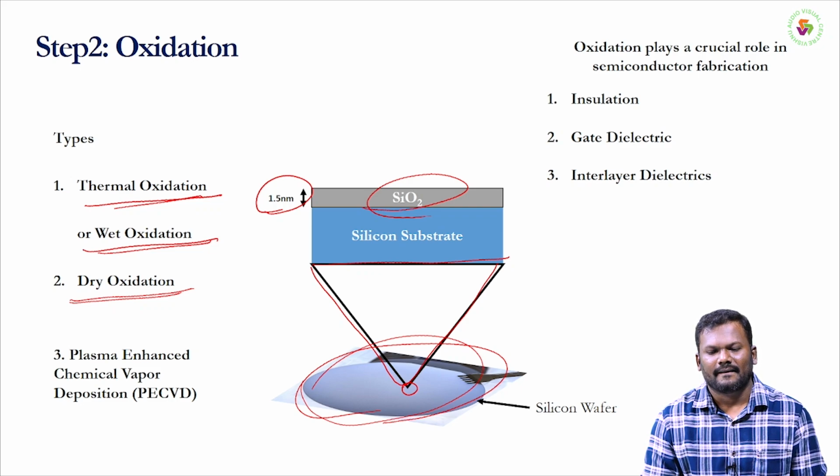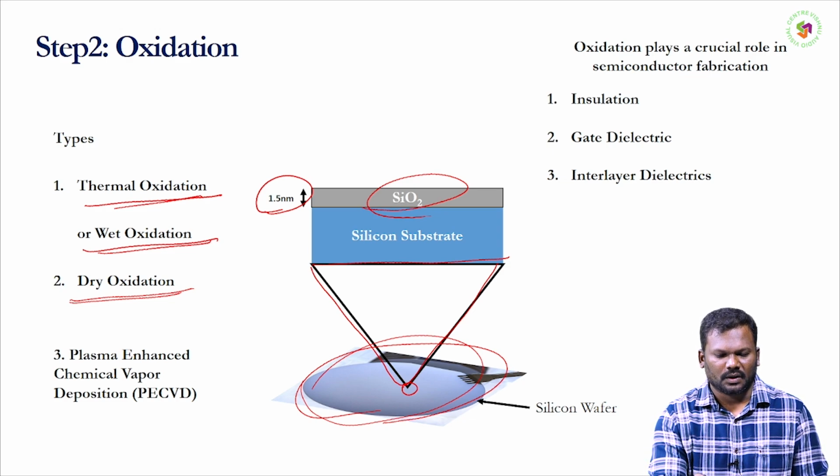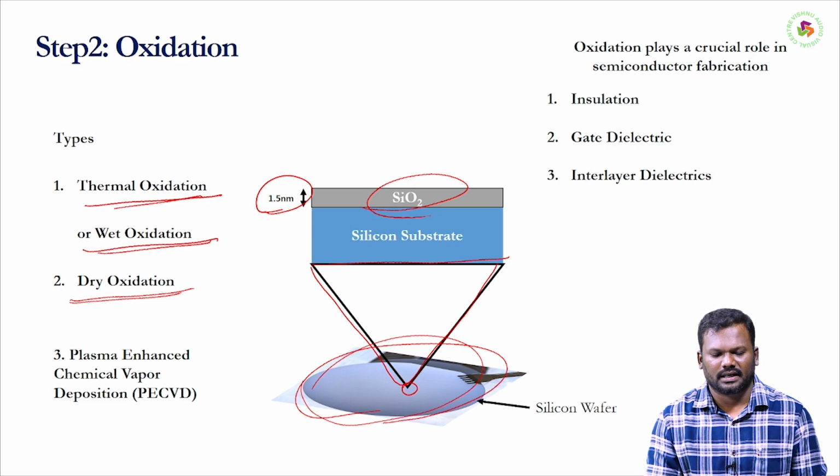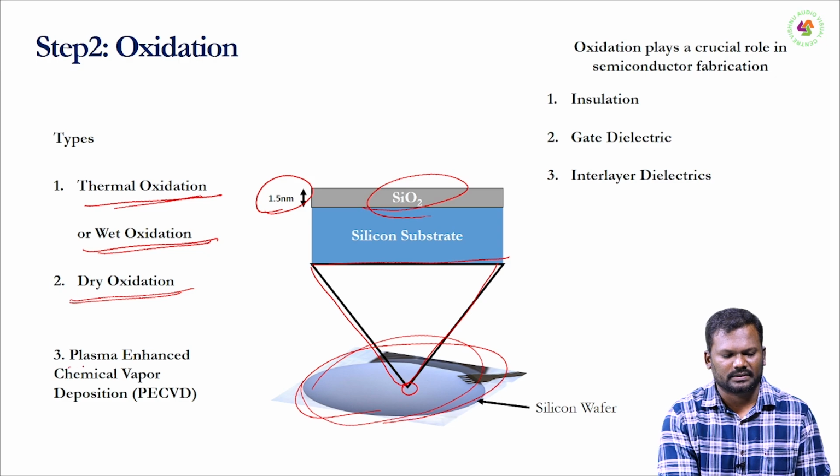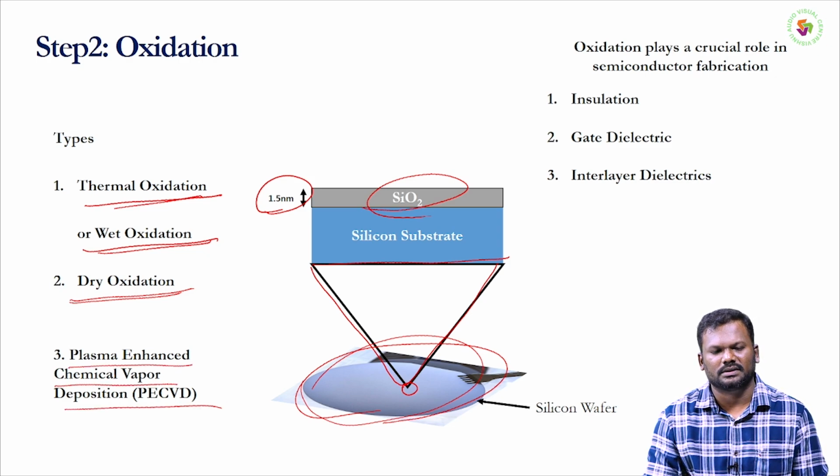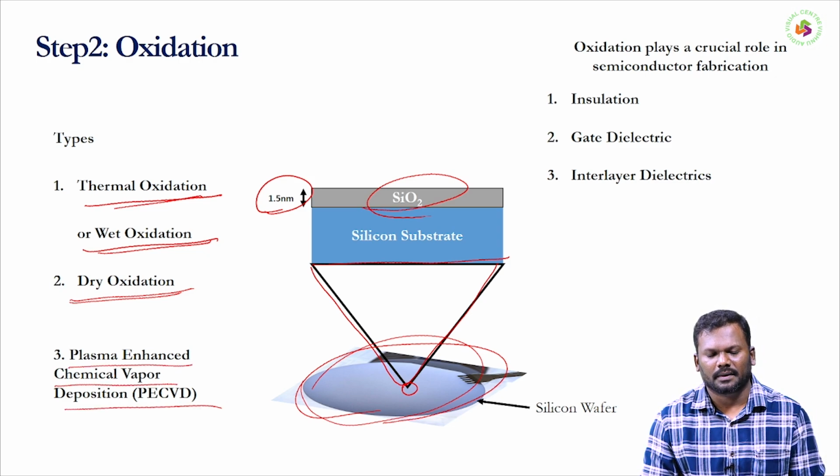1.59 nanometers. And the famous method which is used to grow the silicon dioxide on the silicon substrate is plasma enhanced chemical vapor deposition. This is one method. There are a lot of methods.